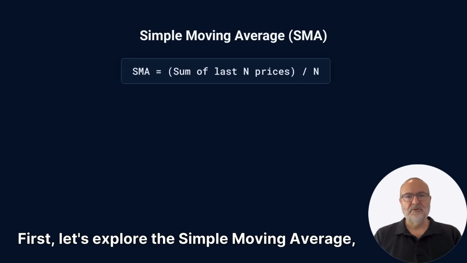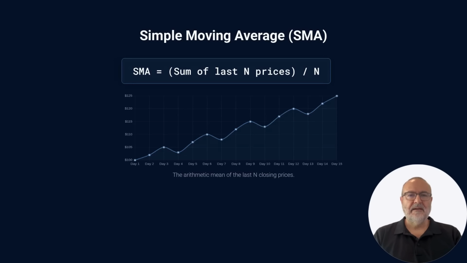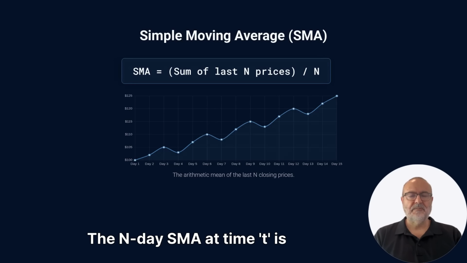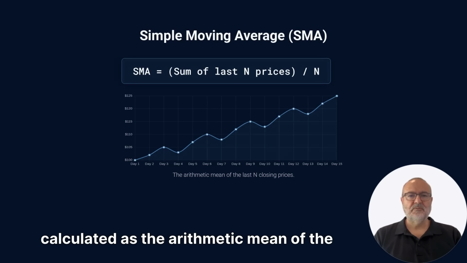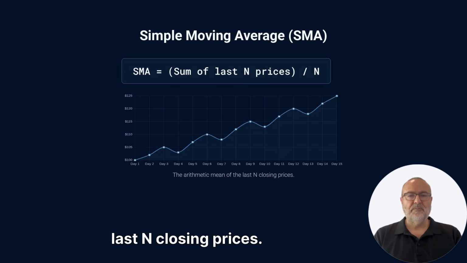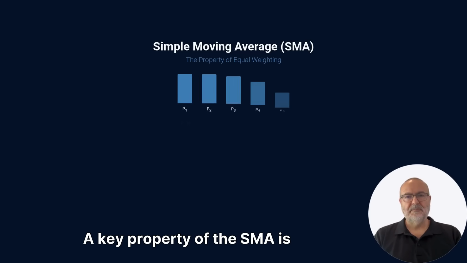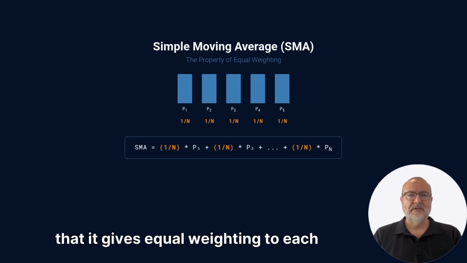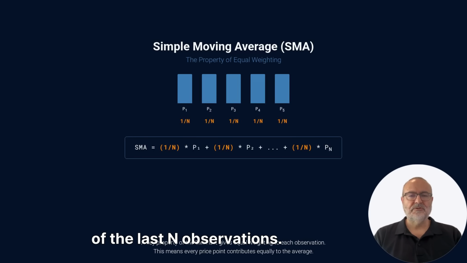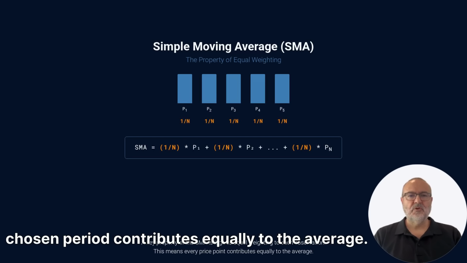First, let's explore the simple moving average, or SMA. The n-day SMA at time t is calculated as the arithmetic mean of the last n closing prices. A key property of the SMA is that it gives equal weighting to each of the last n observations. This means every price point within the chosen period contributes equally to the average.